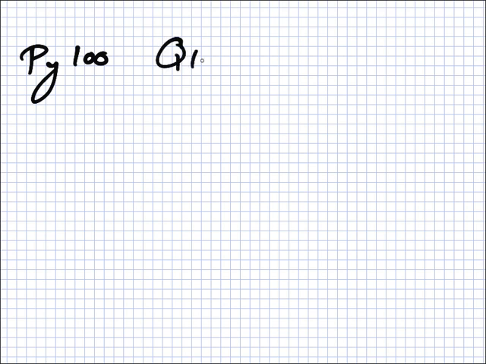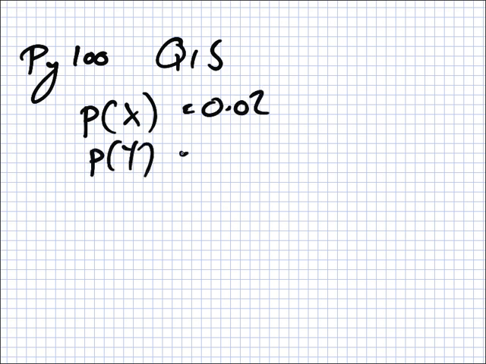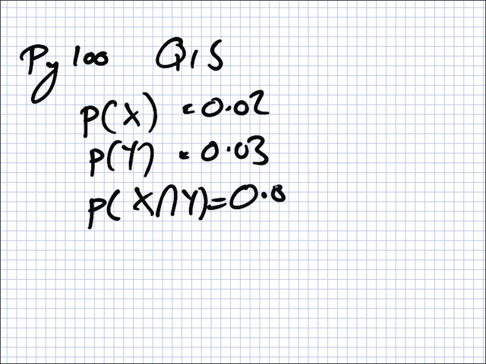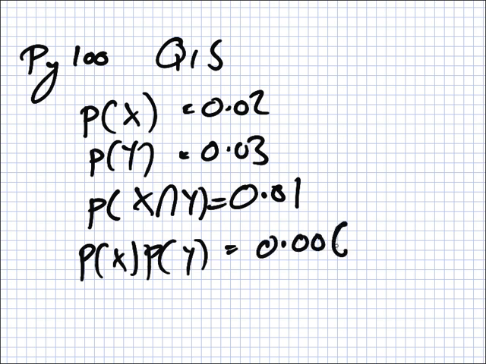Question 15. The probability of being born with illness X is 2%. The probability of being born with illness Y is 3%. The probability of being born with both illness X and Y is 1%. Probability of X times the probability of Y, 0.02 times 0.03. What's that? 0.006, isn't it?